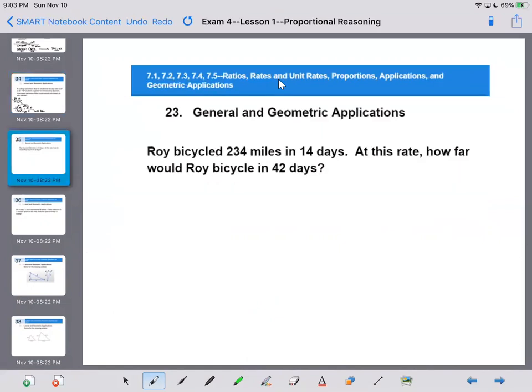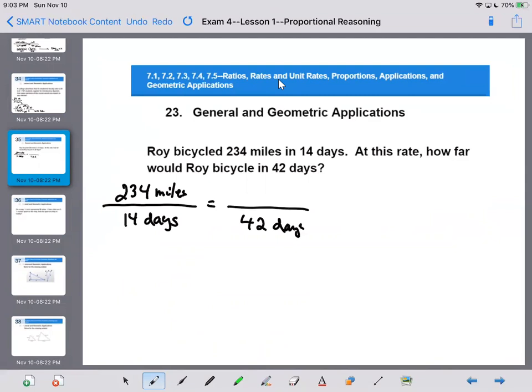Roy bicycled 234 miles in 14 days. At this rate, how far would Roy bicycle in 42 days? Well, if I take 42 and divide it by 14, I'm going to get 3. So I know that 14 multiplied by 3 would give me 42 days. So 234 multiplied by 3 would put me at 702 miles.